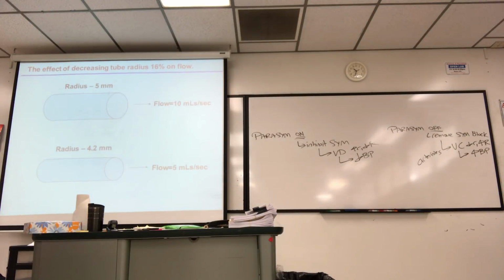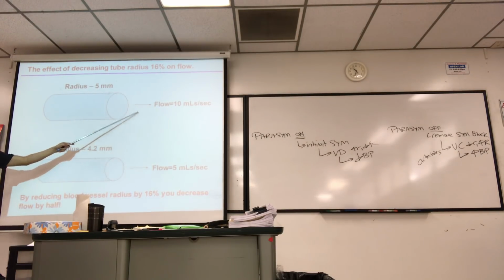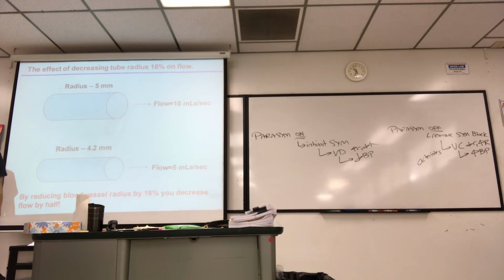Now if you did the math, and they've done the math for you, if you just vasoconstrict from 5 to 4.2, that's only a 16% reduction in radius, but the flow is reduced by half. Okay.